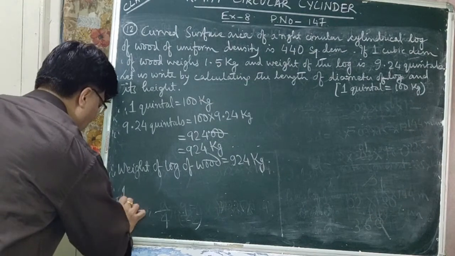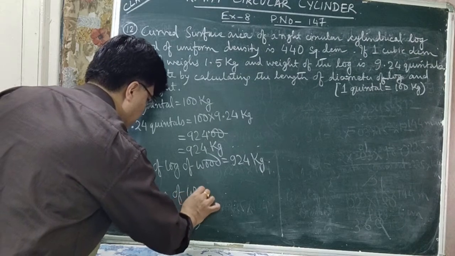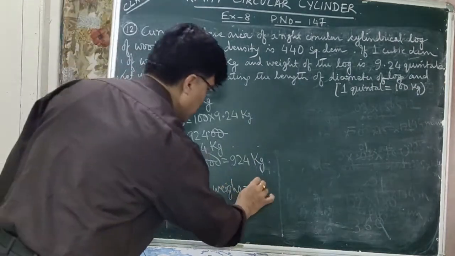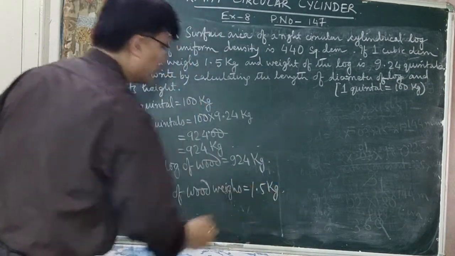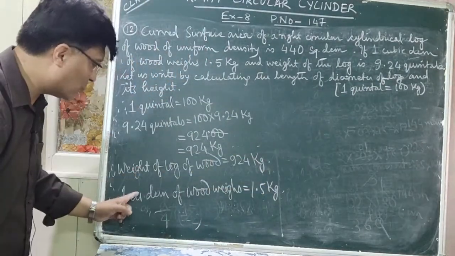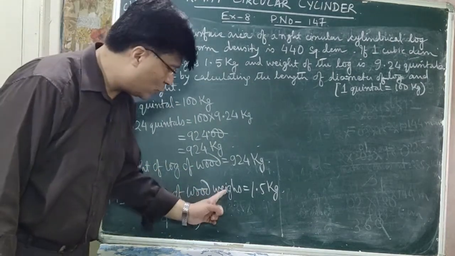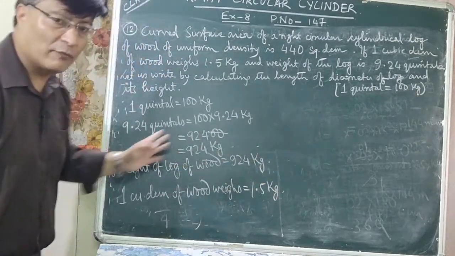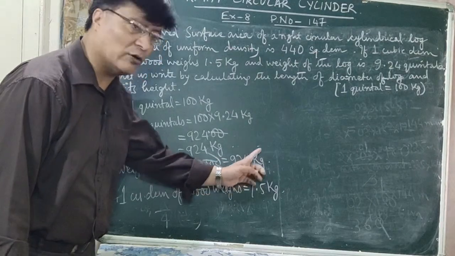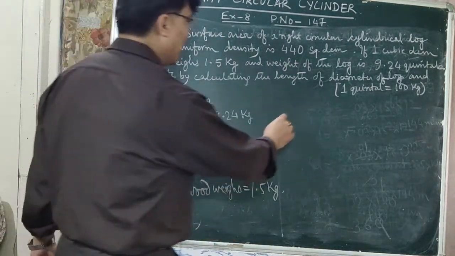So therefore 1 cubic decimeter of wood weighs how much? It is 1.5 kilogram. That means when weight is equal to 1.5 kilogram, what is the volume of the log of wood? It is 1 cubic decimeter. It means that when weight is equal to 1.5 kilogram, then the volume of the log of wood is 1 cubic decimeter. So when the weight is 924 kilogram, what is the volume of the log of wood? You have to find it.